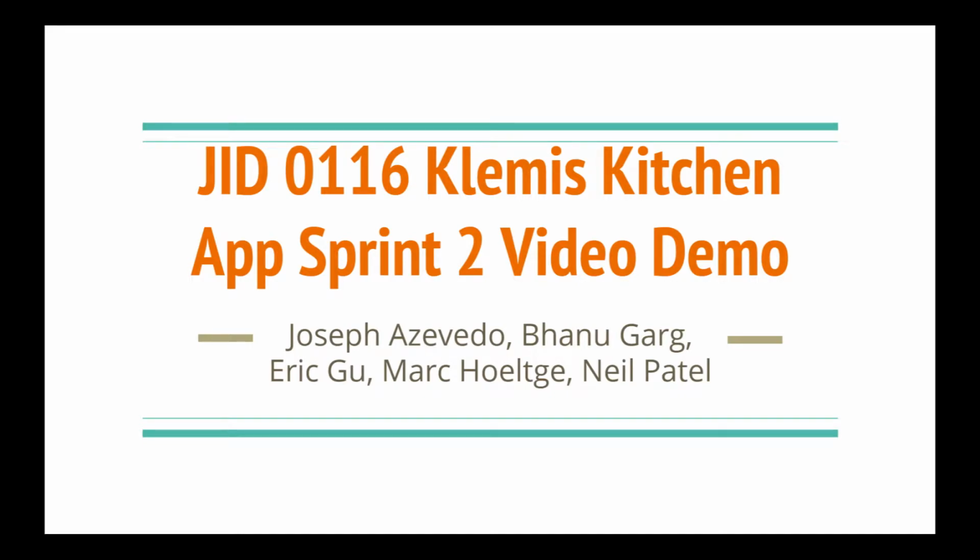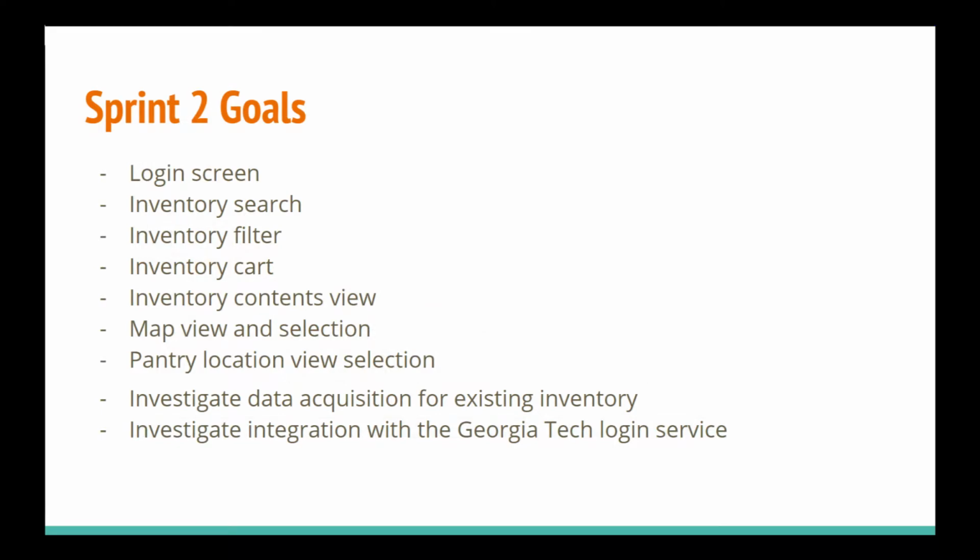Hello, we are Junior Design Team JID 116, and today we'll briefly talk about the progress made for our project, the Clemmis Kitchen app in Sprint 2. Our goals for this sprint include the following features.